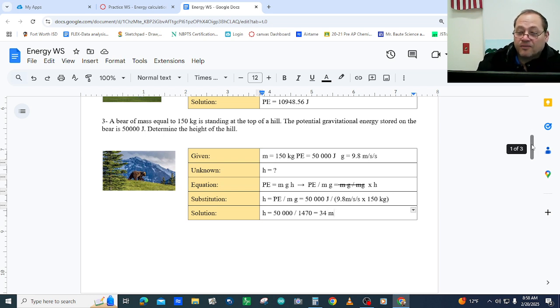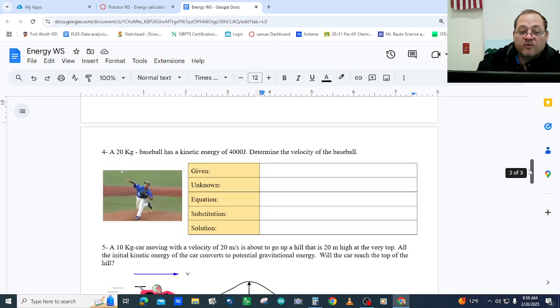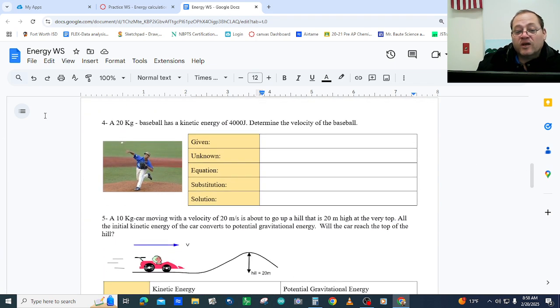So for number 3, then we have number 4. And number 4 says a 20 kilograms baseball has a kinetic energy of 4,000 joules. Determine the velocity of the baseball. Okay, so they give us the mass of the baseball. It's 20 kilograms. That's a heavy baseball. Okay, and the kinetic energy of the baseball is 4,000 joules. We need to determine the velocity, v, right, of the baseball.